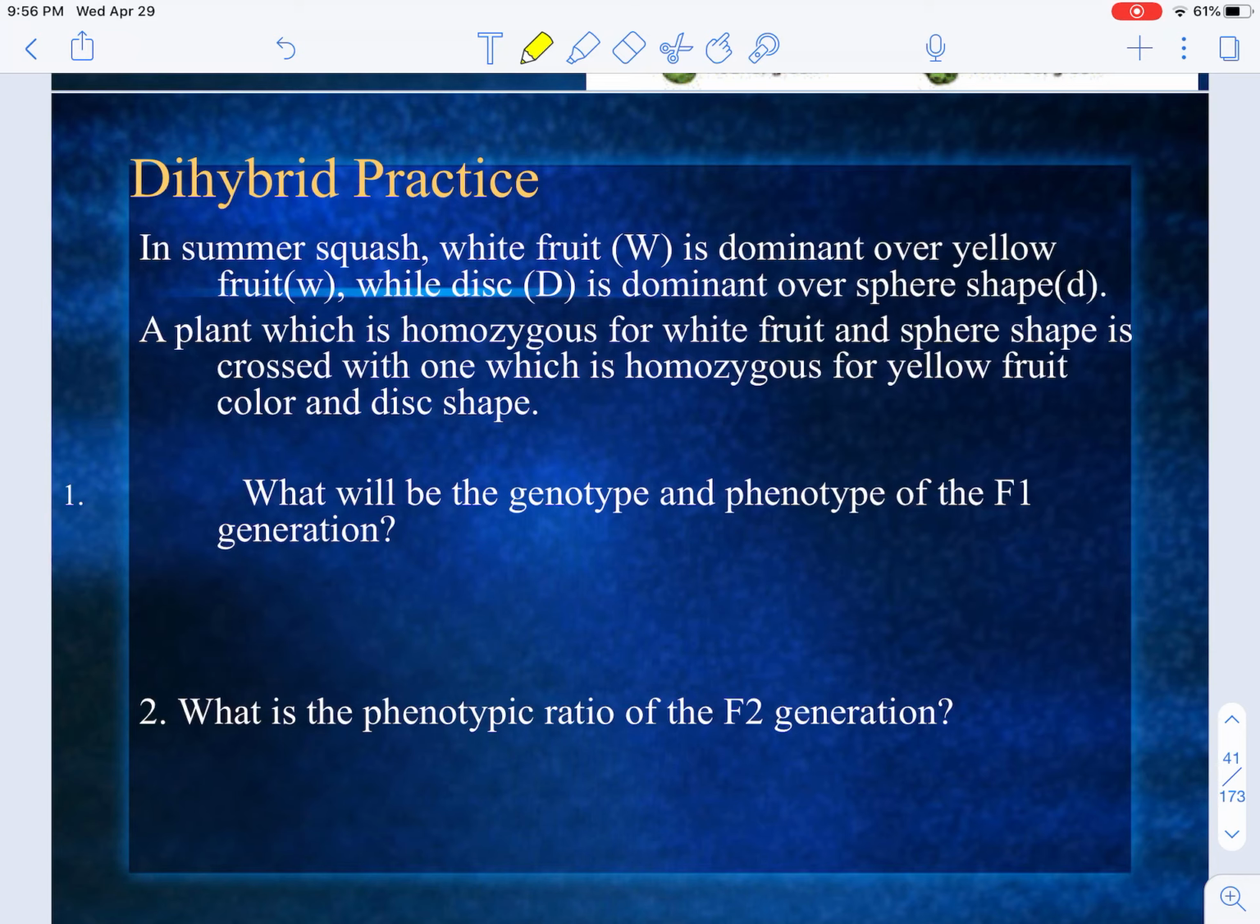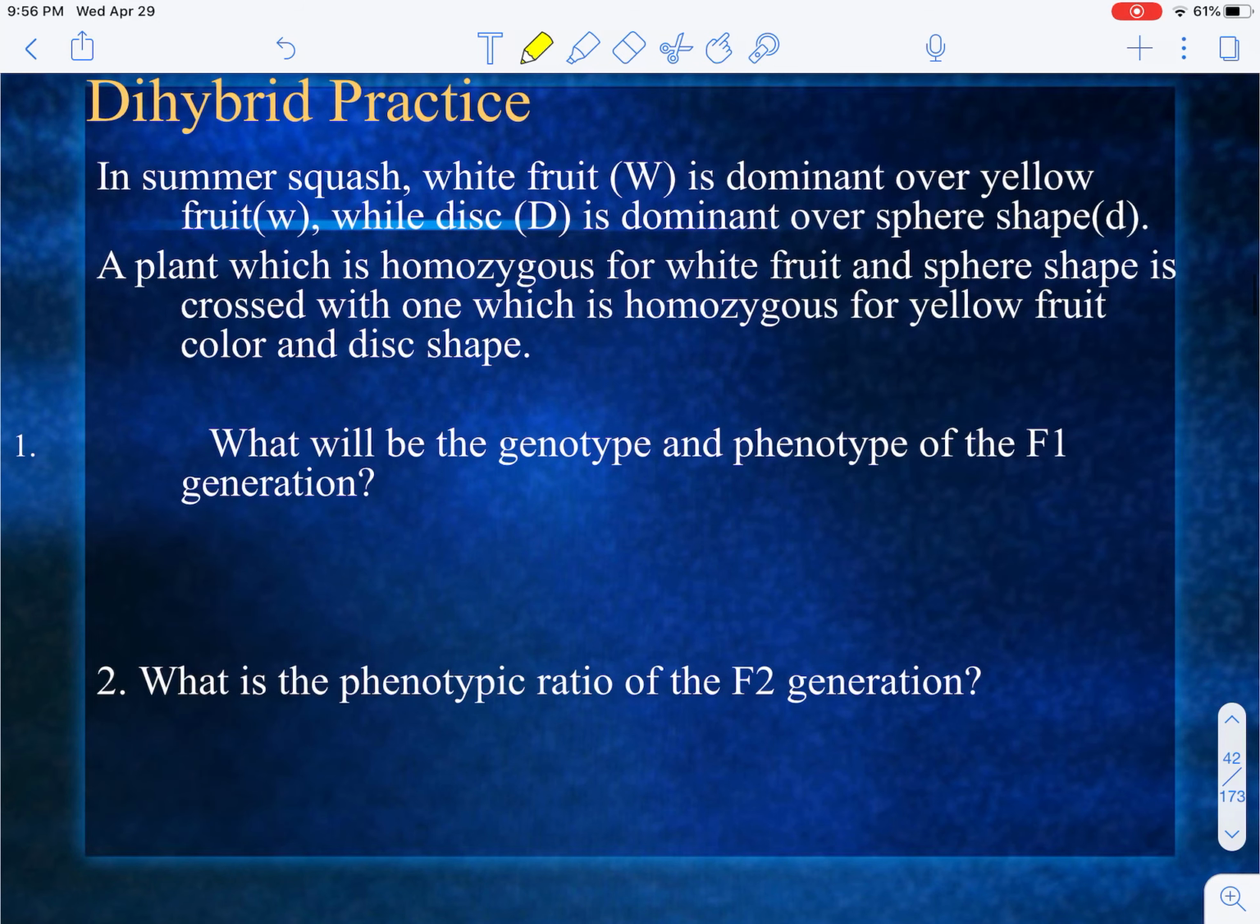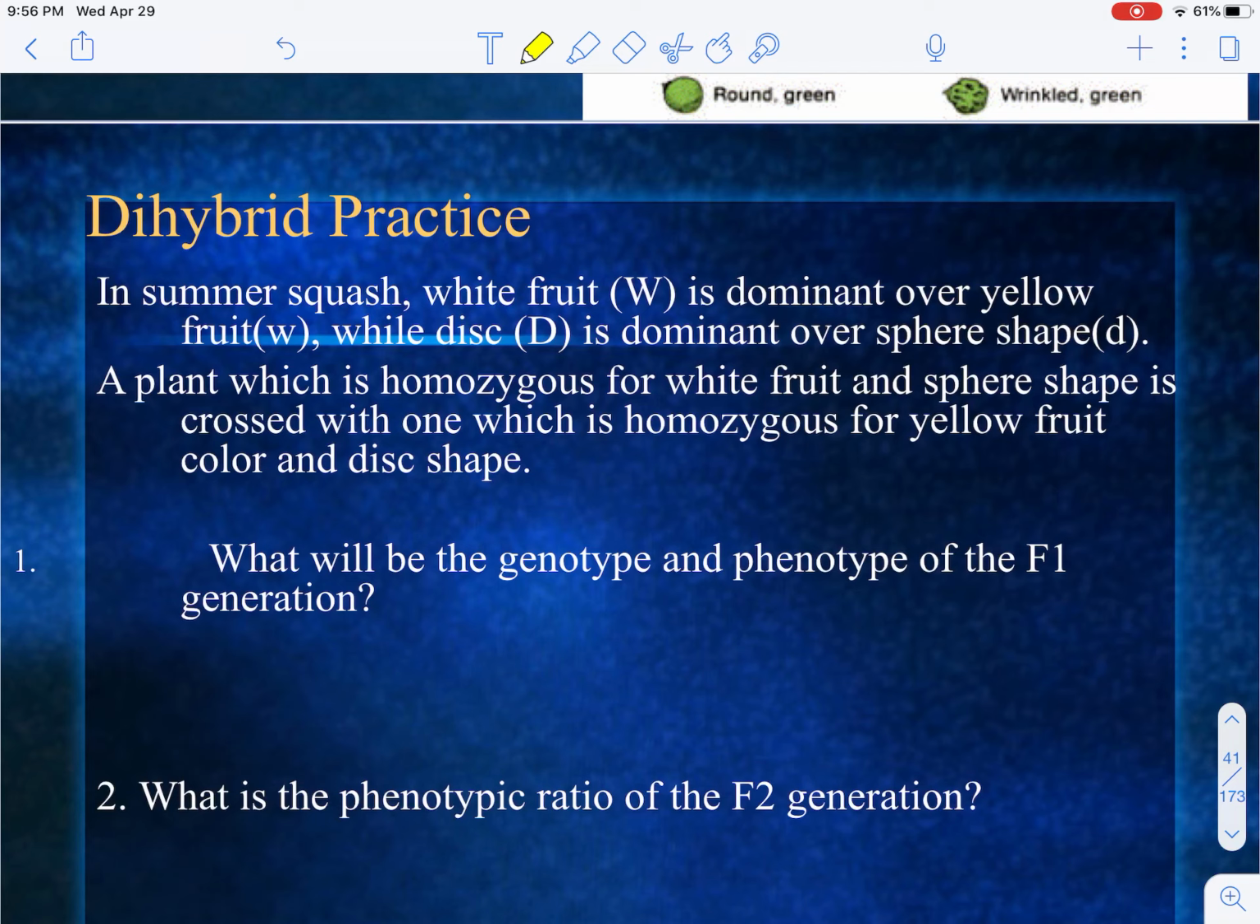Okay, let's try a little bit of dihybrid practice here. If you guys want to stop the video and try this on your own, you are welcome to do that. And I'm going to just walk you through some of these so that you can be off and running on your own. This paragraph does give us the legend of what the traits are.